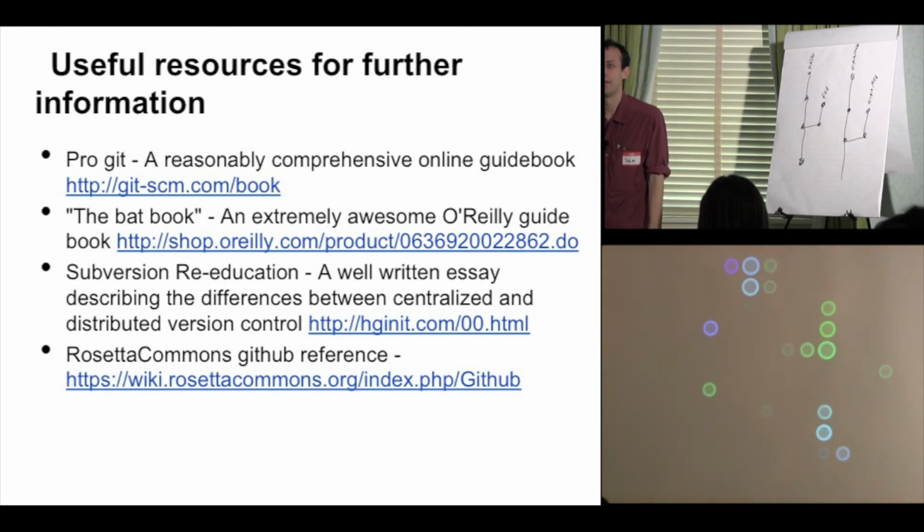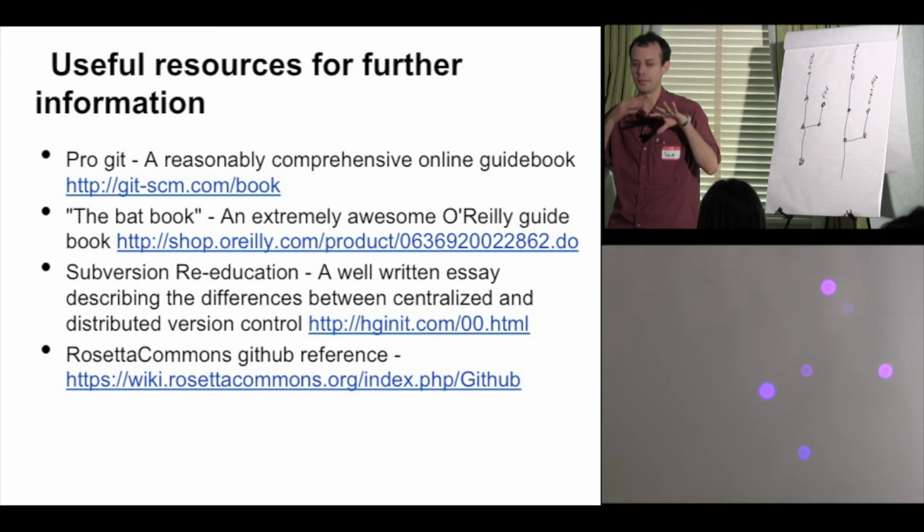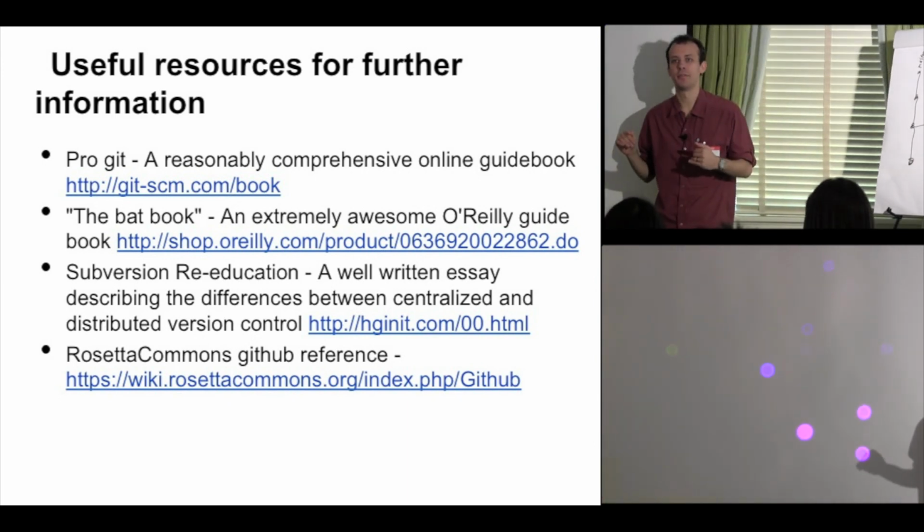SVN sends entire files, which are big. Git only sends the difference between files, so it's a much smaller transfer. And the other thing is it's really good at not corrupting itself.